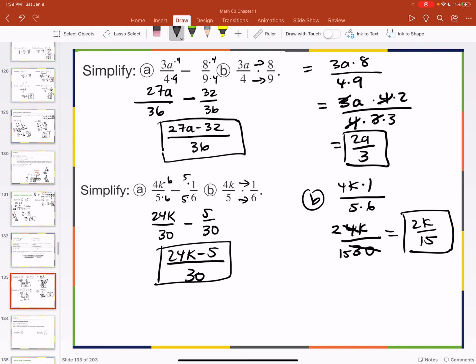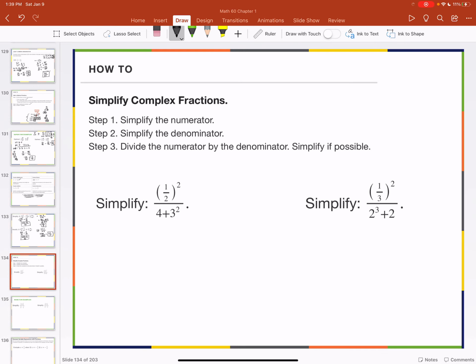All right, let's continue. So what if we have complex fractions? If we have complex fractions, you simplify the numerator, the denominator, and then divide the numerator by the denominator and simplify if possible. So let's go ahead and do this. 1/2 squared, that's just 1/4, because 1/2 squared is 1 times 1 over 2 times 2, right? 1/2 times 1/2, which is 1/4.